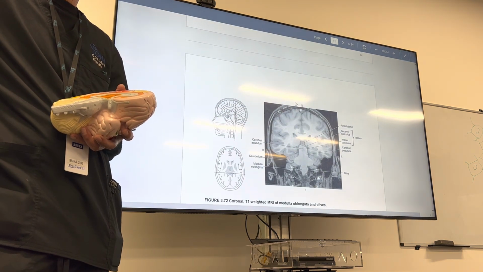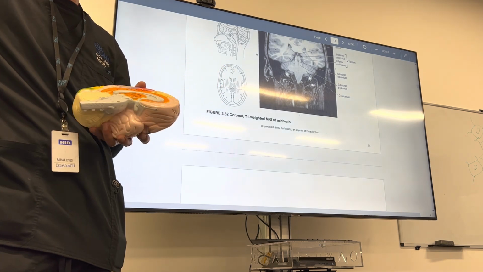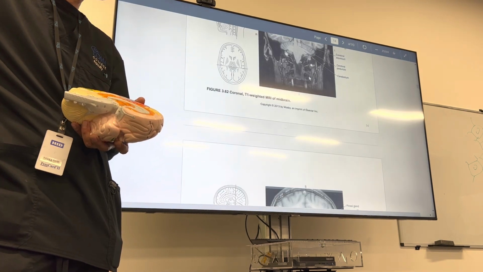Which one is the peduncle on what you're holding, on the brain that you're holding? Can you see it? You there? I don't see it. Okay. Those are only fibers. Gotcha.